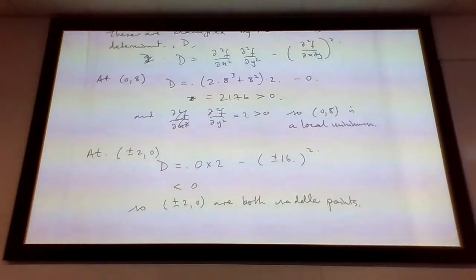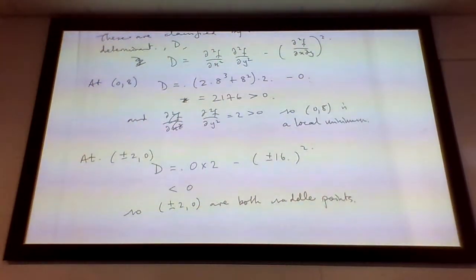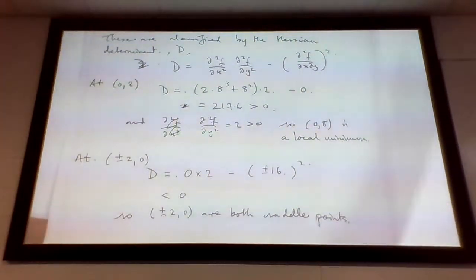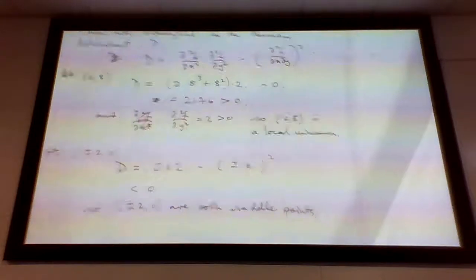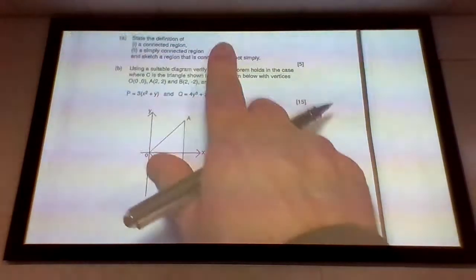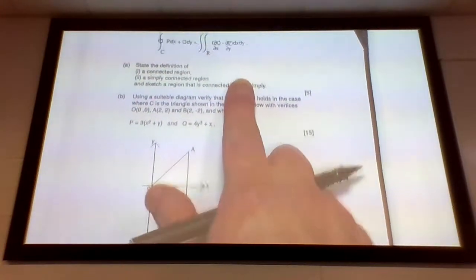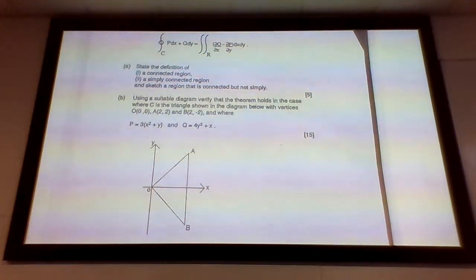Is that okay? So that was 9 marks for that part, approximately half the question. So if you look over the page, well, I'll skip the definitions. I mean, the definitions you can look up in the notes. State the definition of a connected region and a simply connected region.